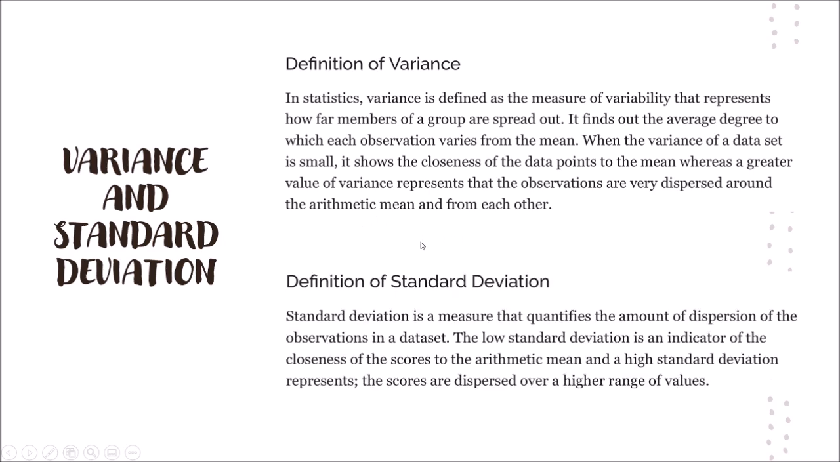Okay, so next, let's proceed with the definition of standard deviation. It is a measure that quantifies the amount of dispersion of the observations in the dataset. A low standard deviation is an indicator of the closeness of the scores to the arithmetic mean, and a high standard deviation represents that the scores are dispersed over a higher range of values. Later on, you will take a closer look at these two terms with our succeeding slides and examples.